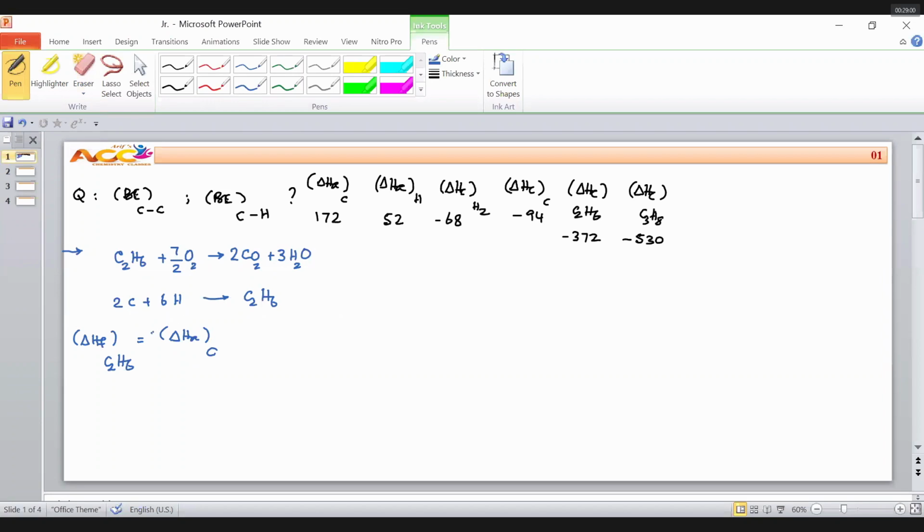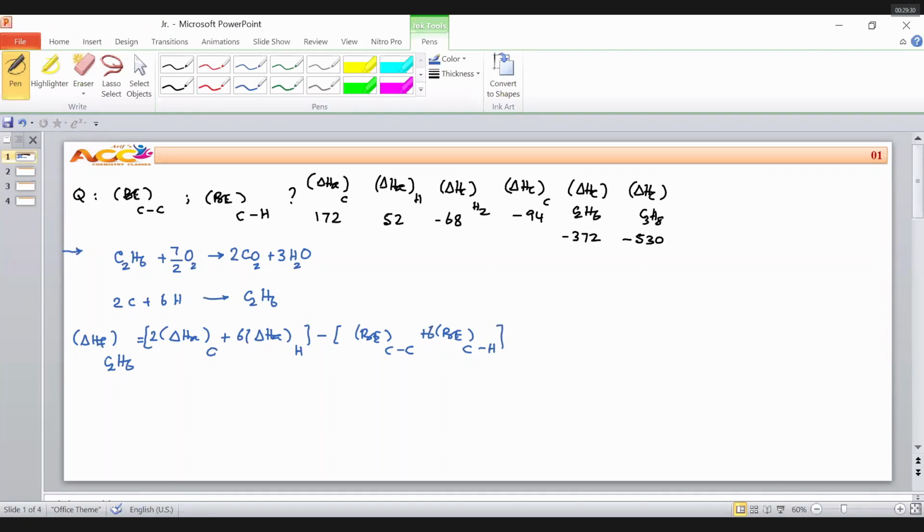How many times? 2 times. Plus enthalpy of atomization of hydrogen. Is it available? Yes, sir. How many times? 6 times. Minus bond energy of C single bond C, I don't know it. How many times? 1 time. Plus bond energy of C single bond H, I don't know that also. How many times? 6 times.